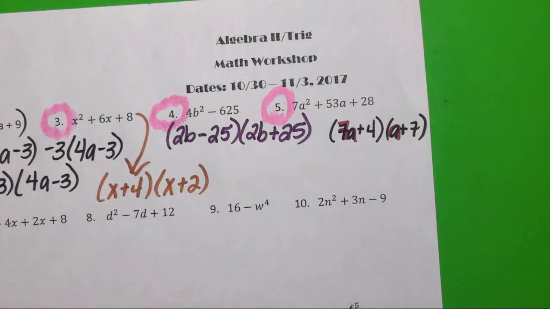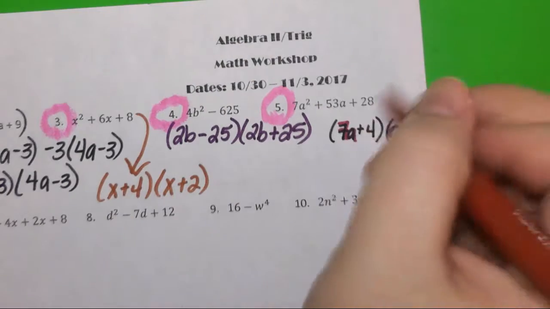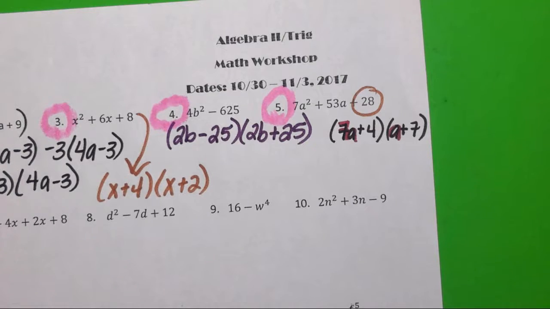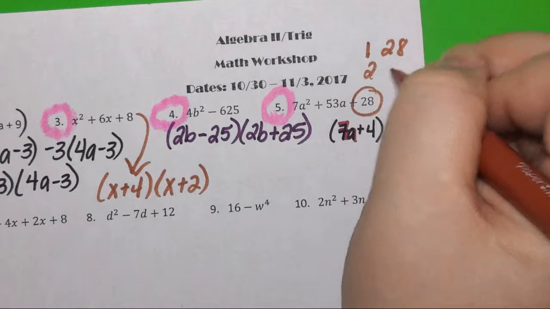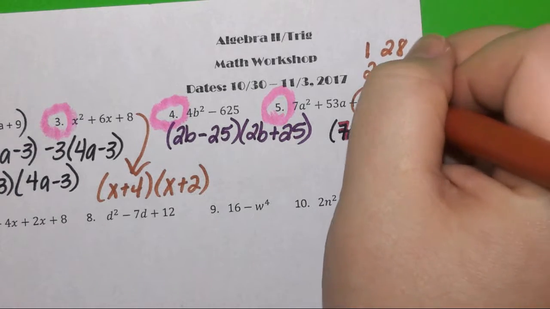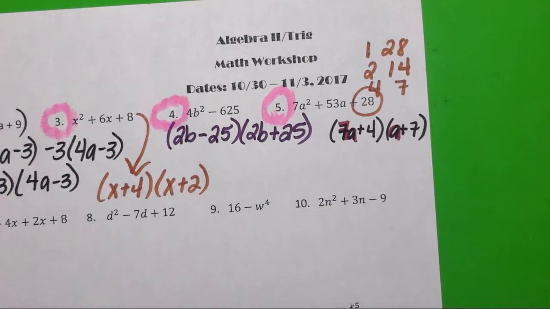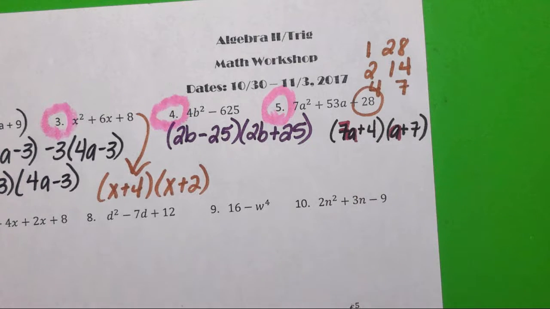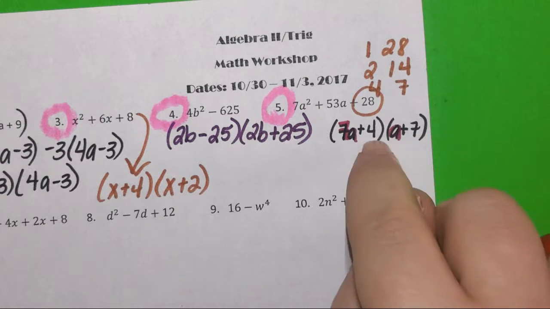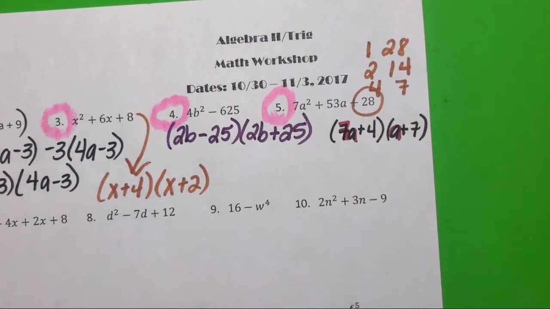The guessing part comes in with the 4 and the 7. When I say guess and check, I think about things that multiply to that last term, 28. I could do 1 and 28, I could have tried 2 and 14, or I could have tried 4 and 7. She guessed a 4 there and a 7 there. She could change that guess to a 7 and a 4, or to 2 and 14. She FOILs it out to check. If she gets it right, she's done. If she gets it wrong, she's picked a bad guess.